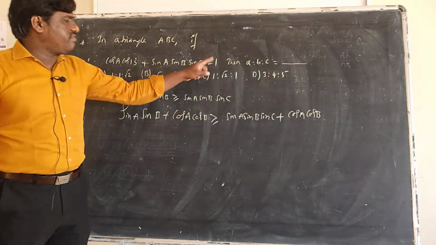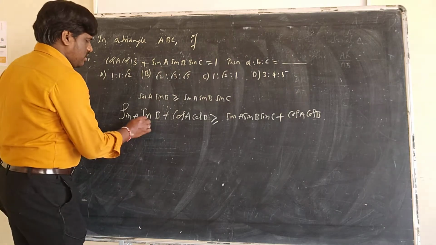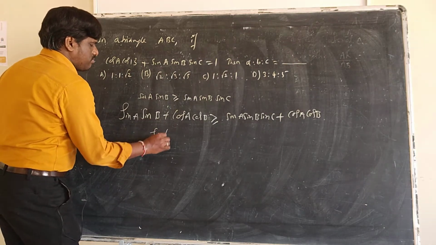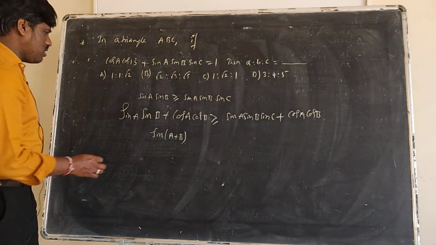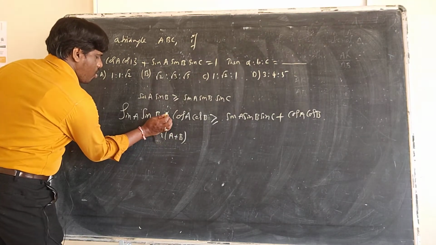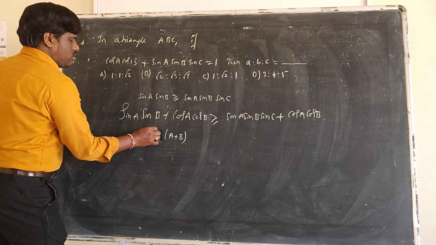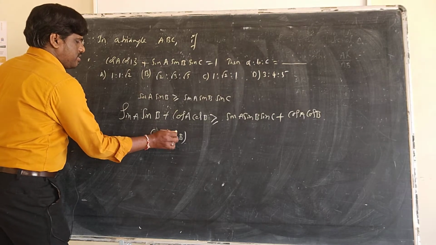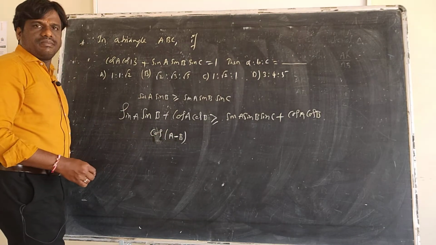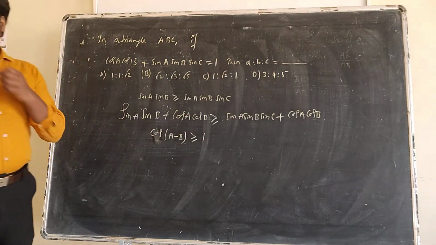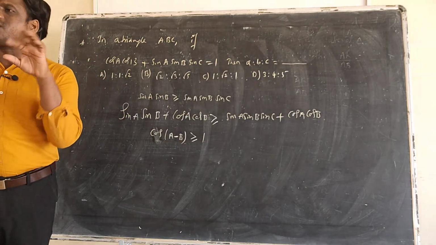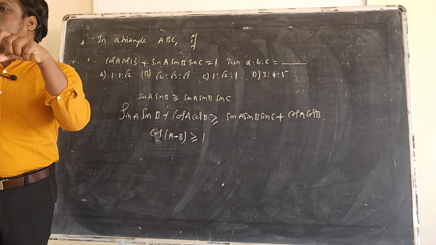And this value is given as 1. So here this is nothing but the sin of A plus B formula, and sin A sin B, cos of A minus B. Cos of A minus B is greater than or equal to 1. So the cos value cannot be greater than 1; it must be equal to 1.